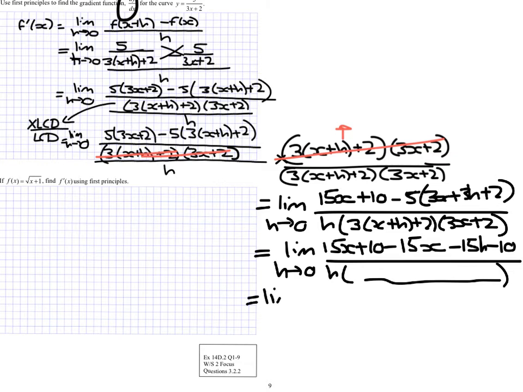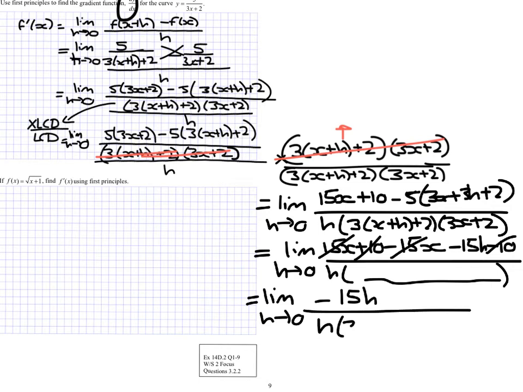So that's going to equal the limit as h approaches 0, and then a whole lot of stuff just falls out. That's the beauty of this. If a whole lot of stuff doesn't fall out, you know you've done the wrong thing. So that cancels with that, and that cancels with that, and you get left with negative 15h over h times, alright, let's write this thing in now, x plus h plus 2 times 3x plus 2.